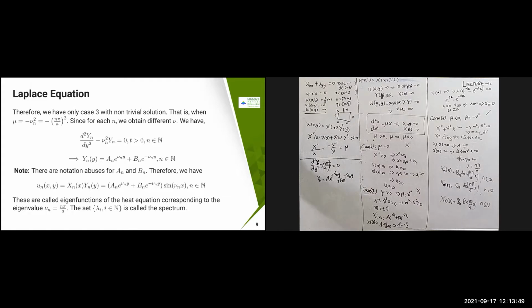So therefore your general solution is going to become u_n(x, y) equal to X_n(x) into Y_n(y). That means I am going to get, so I will write this one first: (a e^(ν_n y) plus b e^(-ν_n y)) into that b_n into sin(nπx/a).